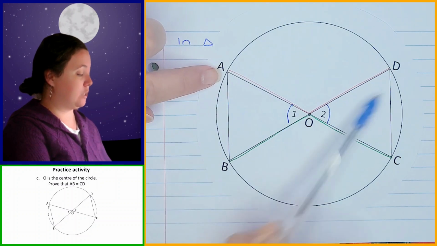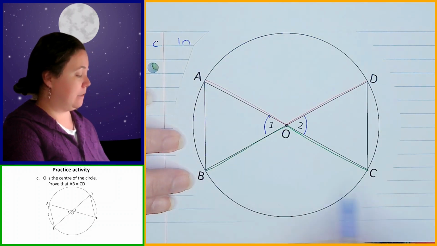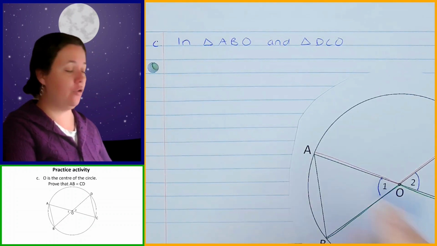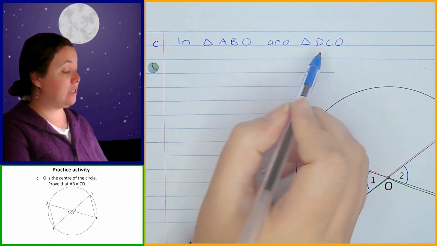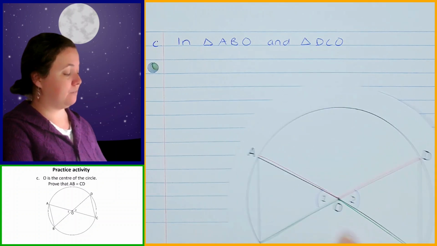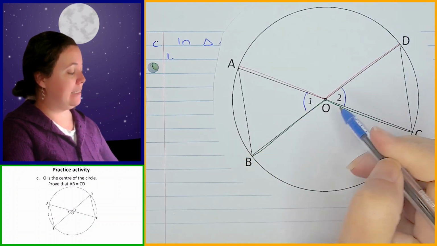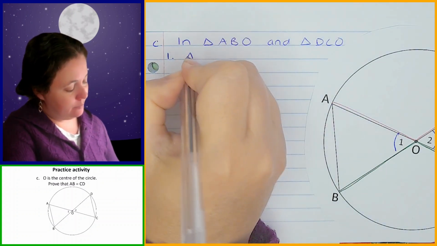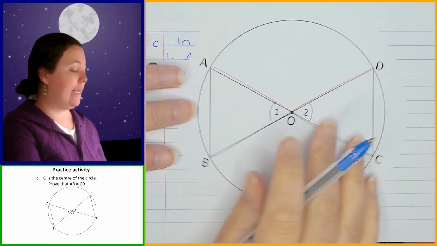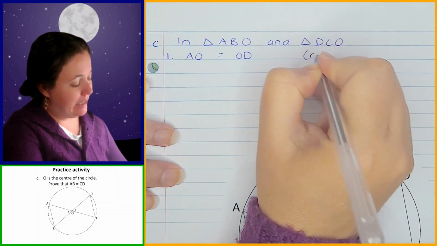But because I'm choosing to do it this way, I'm matching A with D. So I'm going to start with D over here, and I'm matching B with C, so C goes next, and then O goes last. Okay, so I've got in triangle ABO and triangle DCO. But you could have it the other way around. You could have CDO, and that would be fine as well. Okay, so my first statement I'm going to make is that AO is equal to OD. And the reason that I know that those are equal is because they are both radii of the same circle. So my reason over here is going to be radii.